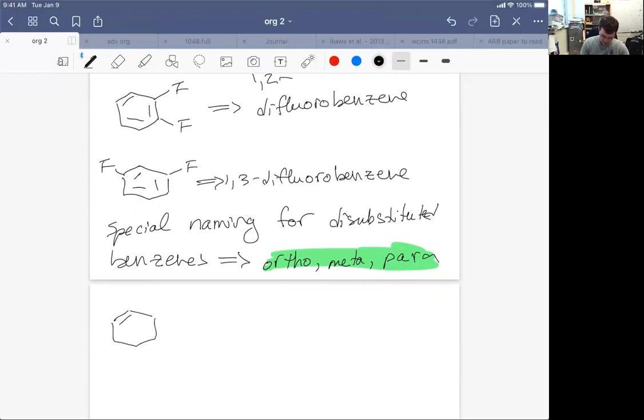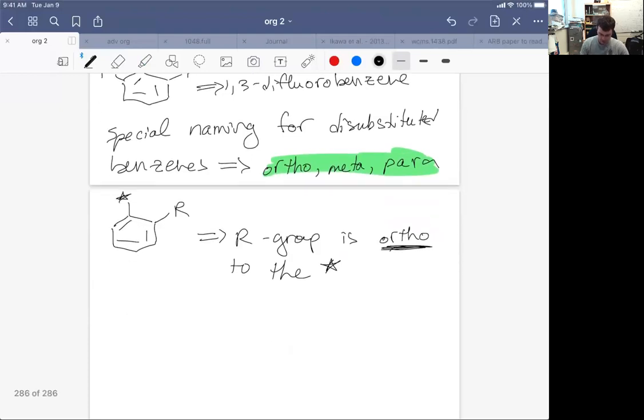If we've got some substituent, which we're going to label as a star, and we have an R group, we say that the R group is ortho to the substituent with a star. So this is ortho. That's when these things are right next door to each other. And we could have the star and the R group positioned this way. Any way that they're right next to each other, this is ortho.